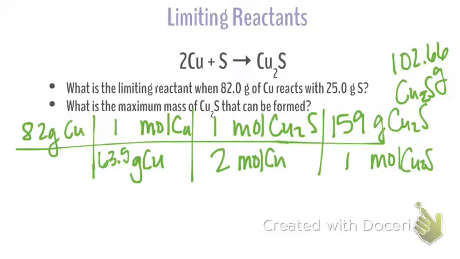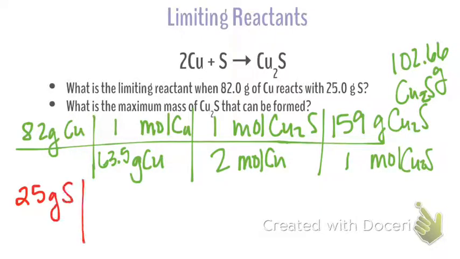Let's stop what you're doing and listen for just a second because this is the concept of it that people kind of seem to miss. This is how much we could produce if we used up all 82 grams of copper, right? If all 82 grams is used in the reaction, we could produce 102.66 grams, okay? Just leave that in the back for a second, and let's do our other T-chart with sulfur, right?